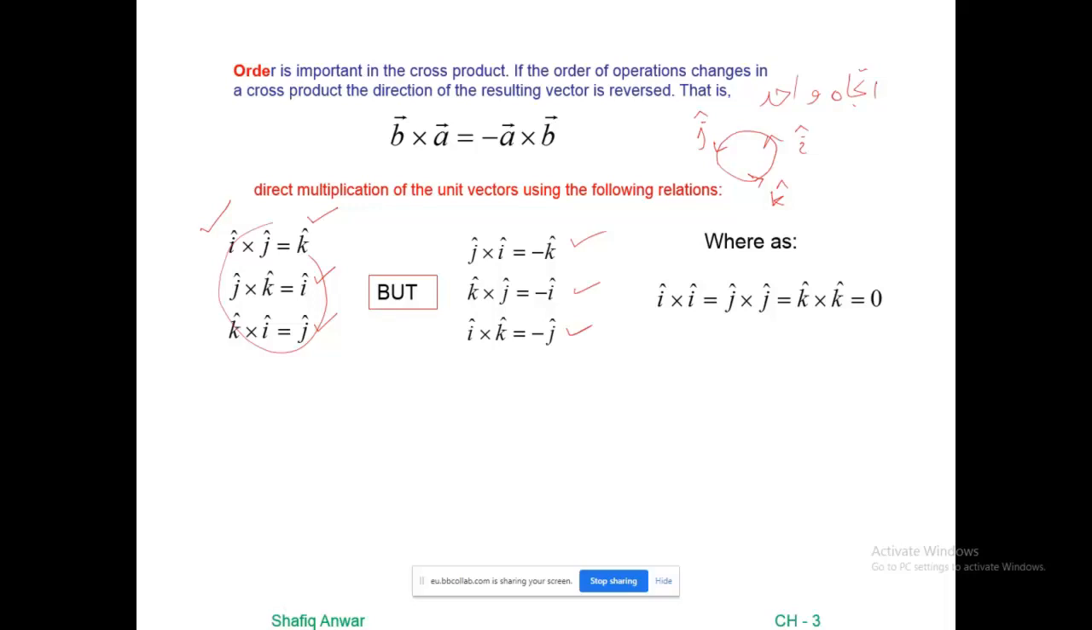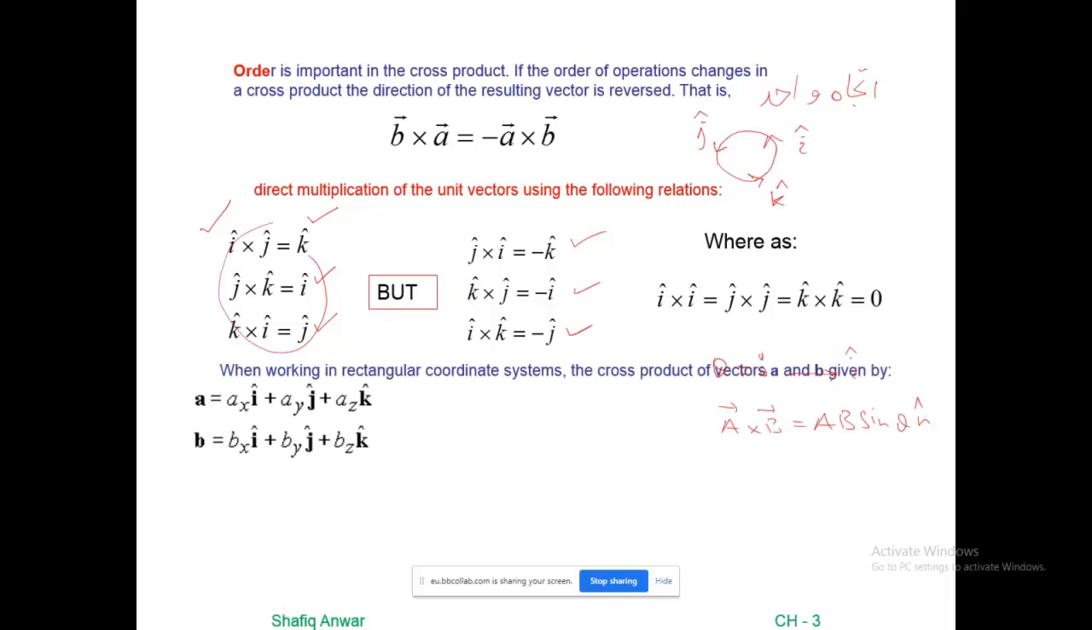Why? Because this is, for example, i again multiplying with itself, and the rule is a cross b is equal to a b sine theta and unit vector. So you have sine theta, and here you have i cross i, angle is 0 degree, j cross j, angle is 0, same direction, k cross k, angle is 0. If you use the calculator, sine 0 will give you 0. That's the reason you have all these things. So we'll be using these in the coming topics.